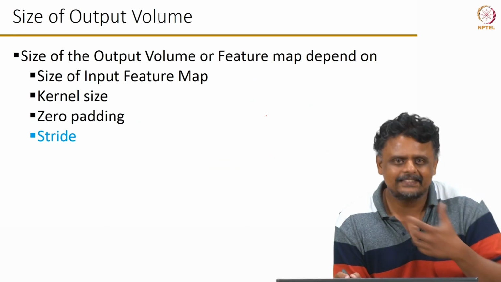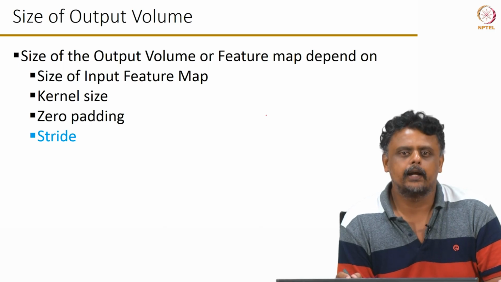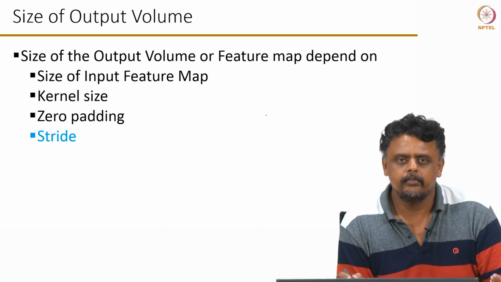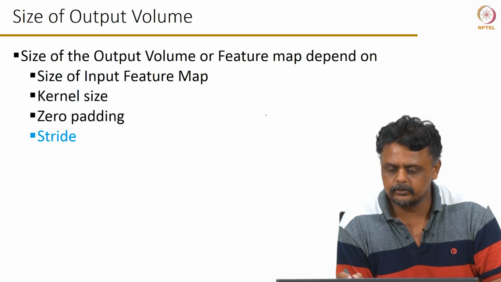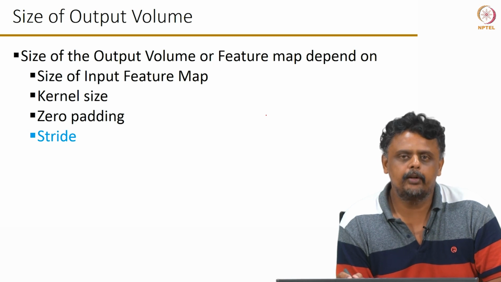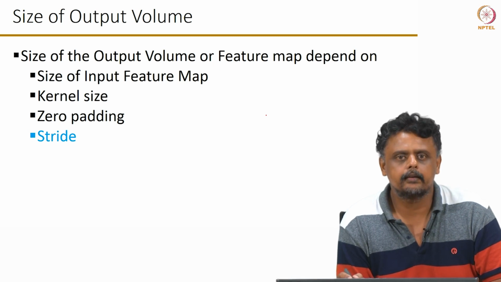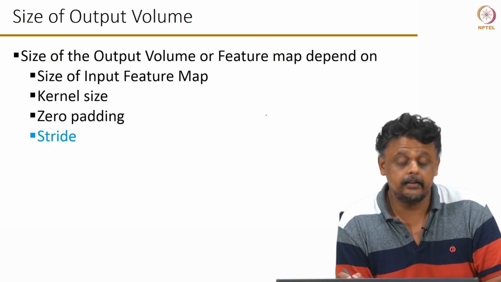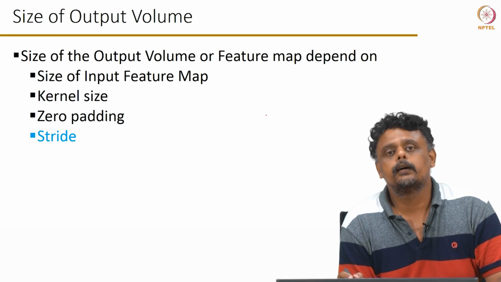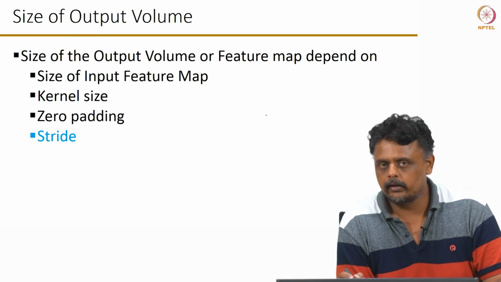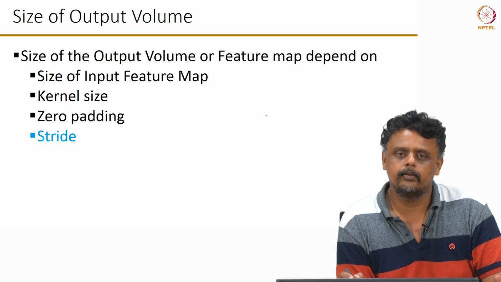So, how do we determine the size of the output volume? We have seen some hints so far, but we will just do it very systematically. The size of the output volume, or the feature map, depends on the size of the input, the size of the filter kernel we are using, how much zero padding we do (we will see why we do zero padding), and the stride in our network.